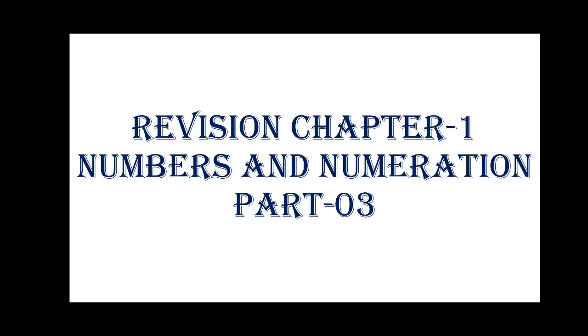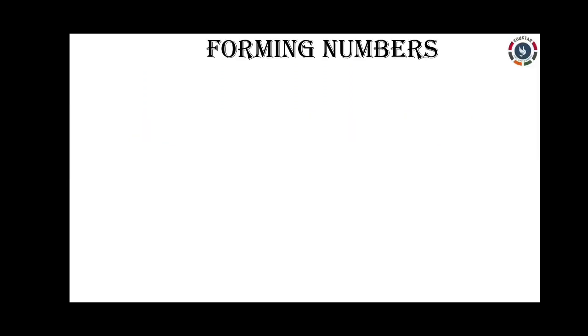In Numbers and Numeration, Part 3 session, we are going to revise forming numbers, rounding numbers, and Roman numerals. We have already learnt about this well. First, we will see about forming numbers. Forming number means using the given digits, we have to form the smallest number or the greatest number.